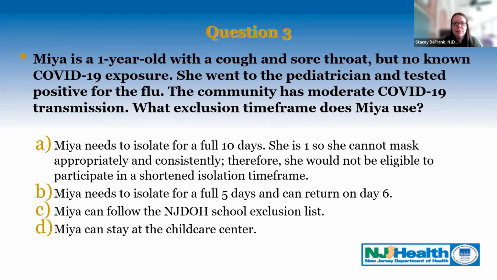What exclusion timeframe does Maya use? Okay, so 83% answered C, and that is correct. Maya can follow the school exclusion list since she does have an alternative diagnosis from her doctor and also no exposure to COVID-19. Her close contacts also do not have to quarantine since she has no suspicion of COVID.